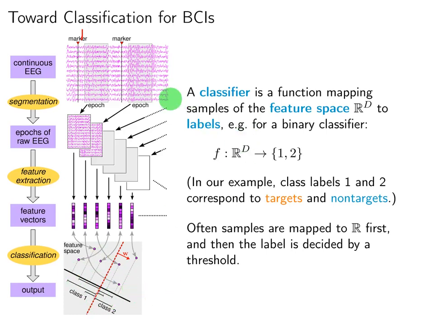Alright, so if you have attended any machine learning class, we know that a classifier is a function that maps from feature space to labels. Let's represent it as the F function. For binary classification, we'll have two labels, yes and no, or target, non-target.